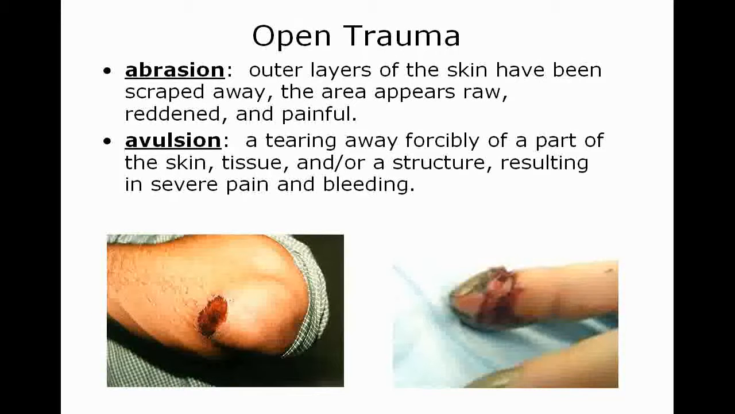Okay, avulsions, a tearing away forcibly of a part of the skin, tissue, or structure, resulting in severe pain and bleeding. And we show the avulsion of the tip of the finger there. It's hard for me to even look at. Avulsion. Portion of the skin and possibly underlying tissue is torn away. Can involve an entire limb or just the soft tissue in the area.